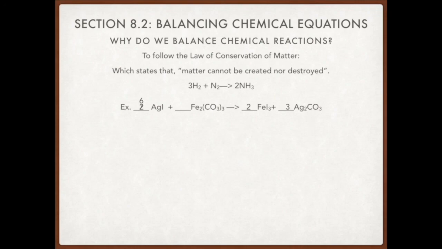Finally, for iron, I have 2 irons on my reactant side because there's a subscript 2, and there are 2 irons on my product side because there's a coefficient of 2. So I am now balanced.